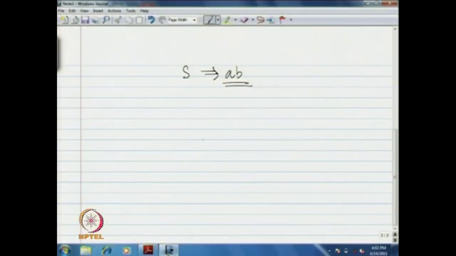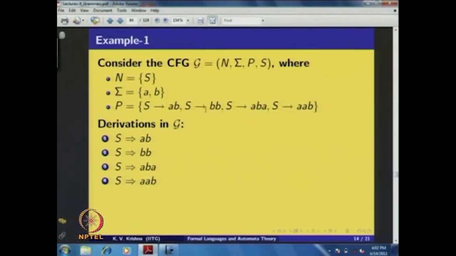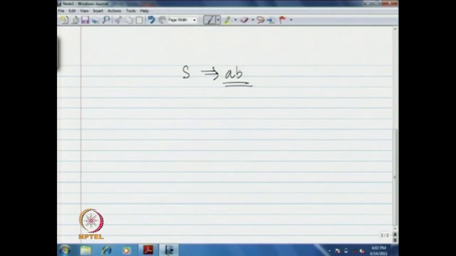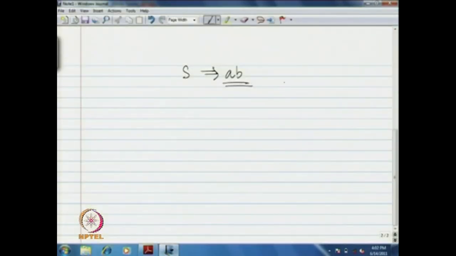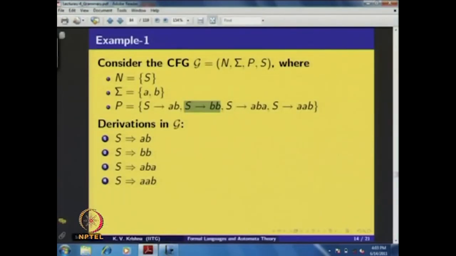If you want a derivation with more than one step, for example, if I consider the second rule S gives B B, you have a similar situation, because on the right side you immediately have a terminal string. Similarly, the third rule or fourth rule, because every rule here is essentially of the form S goes to some x, where x is in sigma star, a terminal string, I do not have an option to continue a derivation further. Thus you can understand that any derivation in this grammar can have only one step, and in one step here you can generate AA or BB, ABA or AAB. There are only four strings that you can derive here.